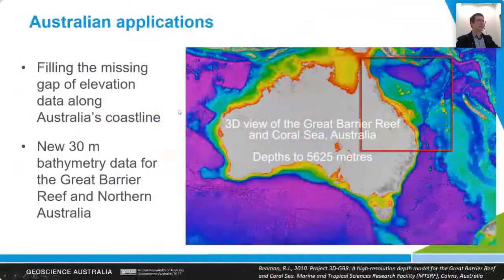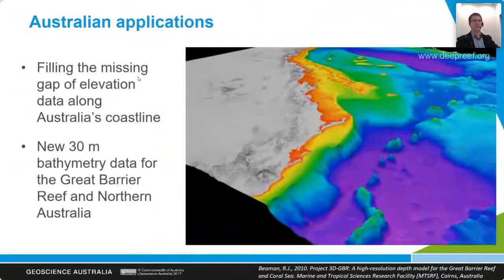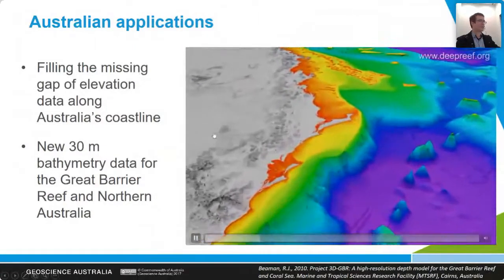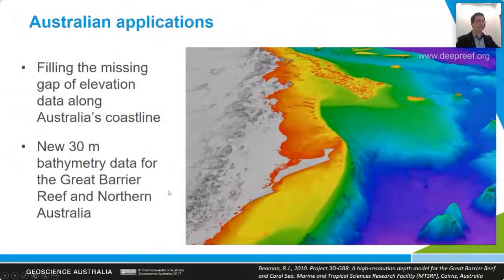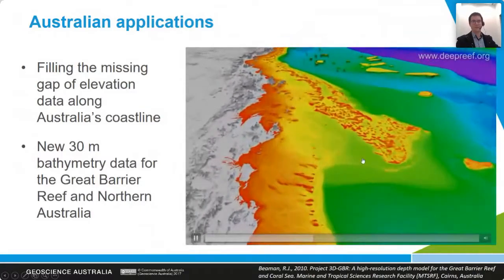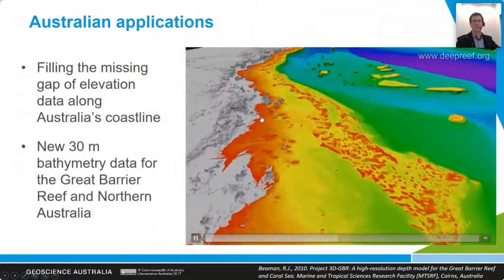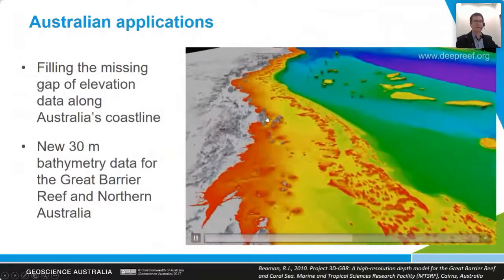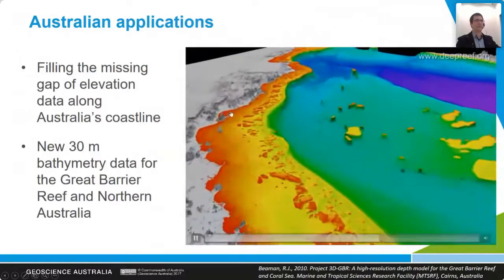So across Australia, one of the first big applications of this has been trying to fill gaps of elevation along our coastline. This is work done by Rob Beeman from JCU and the Australian Hydrographic Office. The problem they had was that they've got pretty decent data for deep water and pretty decent data on the land, but along the coastline there's often a gap of elevation data because it's just a really hard place to survey. And so they've combined the DEA tidal elevation into their models.